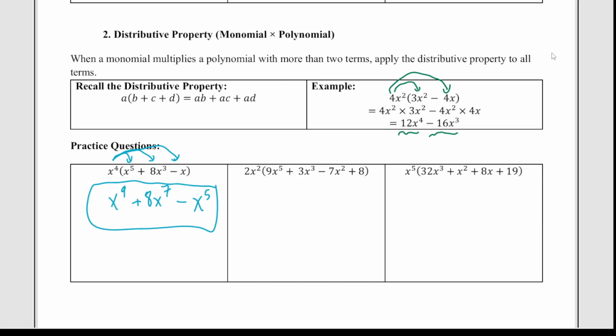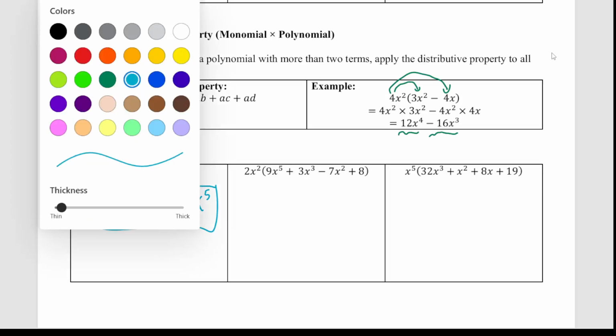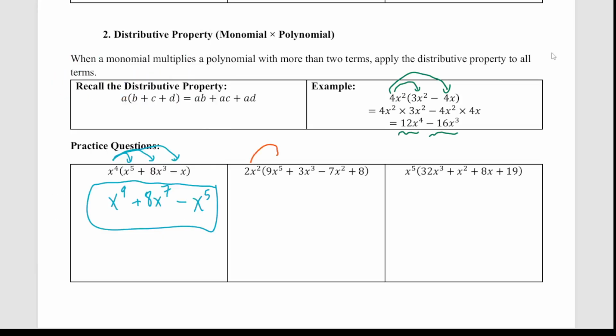So go ahead and pause your video and try these next two yourself before we go through them. So if I have 2x to the second times 9x to the fifth, that will leave me with 18x to the seventh. So we're still multiplying those coefficients, but we end up adding those exponents because we're depicting that repeated multiplication. Then 2x to the second times 3x to the third will leave us with positive 6x to the fifth, since if we have 2 x's times 3 more x's, that gives us 5 x's.